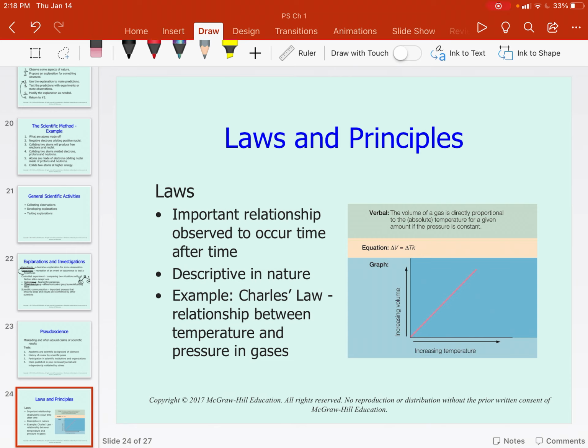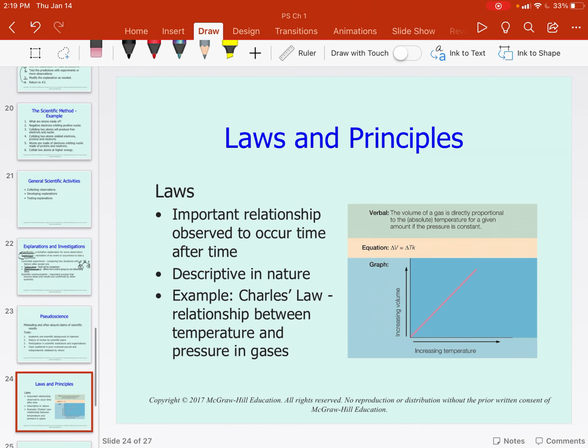So, laws and principles. A law is an important relationship that's observed to occur time after time. So, like Charles's law between temperature and pressure in gases, kind of like if you heat up a balloon or something, it's going to cause the pressure in that balloon to change, and therefore that balloon is going to float.